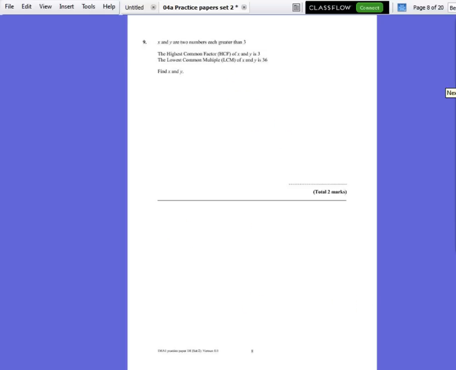Question 9. It says x and y are two numbers, each greater than 3. The highest common factor of x and y is 3 and the lowest common multiple is 36. Find x and y. Again, I'd like to do this in a Venn diagram. So if we take this number to be x and this number to be y, it says the highest common factor is 3. So the highest common factor goes in the middle of the Venn diagram. It says the lowest common multiple is 36, so that's all the numbers multiplied together. So we've already got a 3, we need another 12 in there to multiply to get 36.